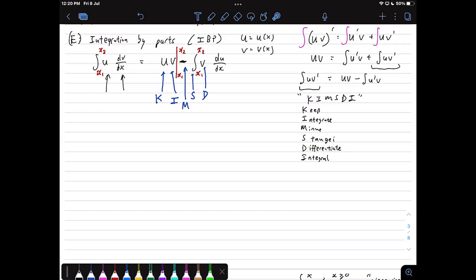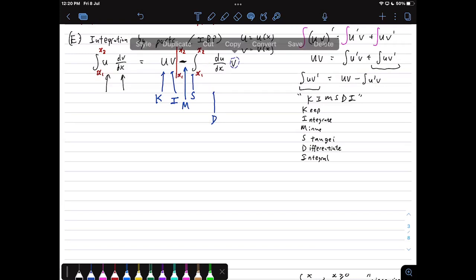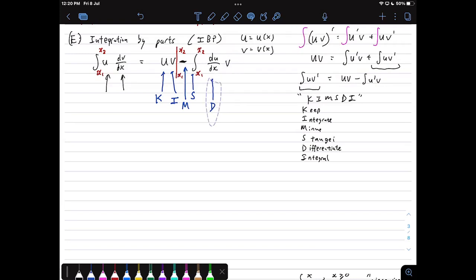Sorry, my mnemonic is wrong. Can I just swap it around so it's easier for my DI? So here the du by dx is D because it stands for differentiate the u. Then the I over there represents v, which is the integral of dv by dx. A nicer way to write it down would be like this: integral of u dv by dx is equal to uv minus integral of v du by dx.